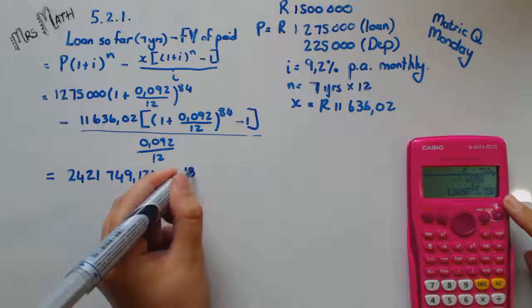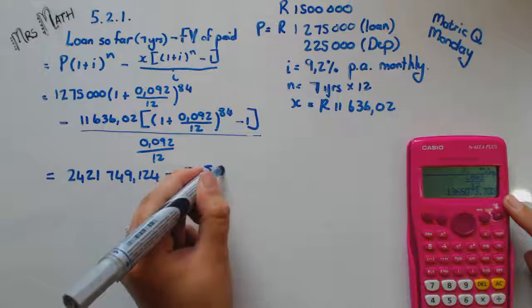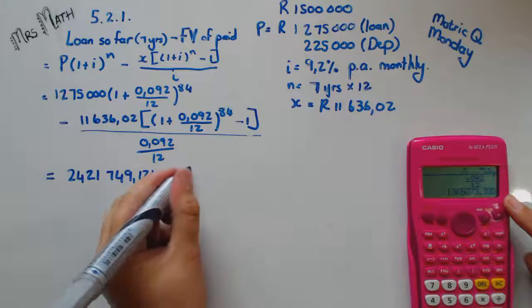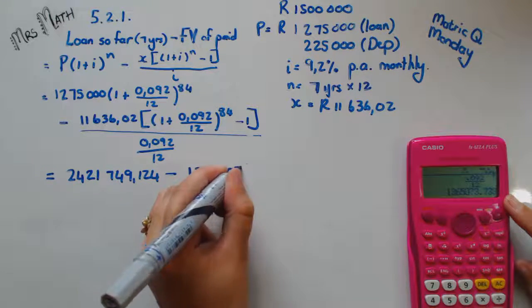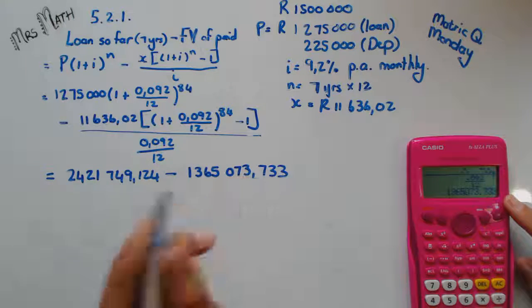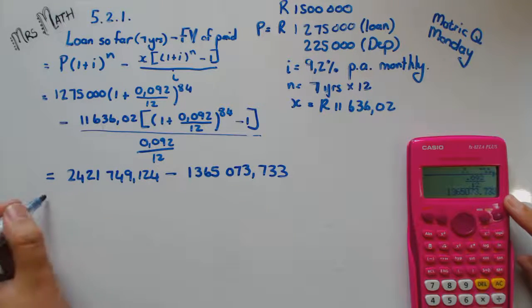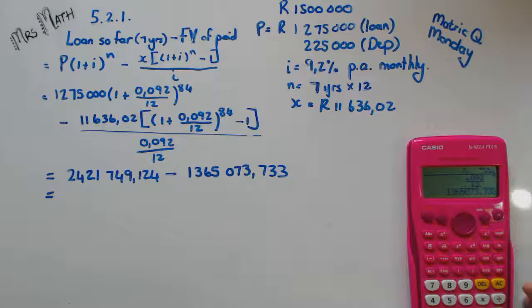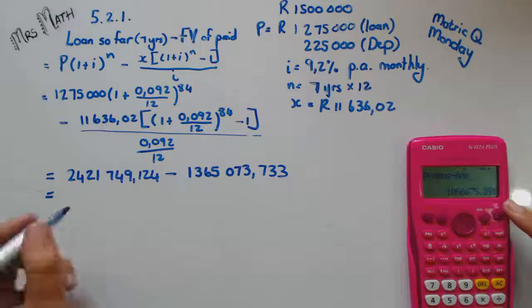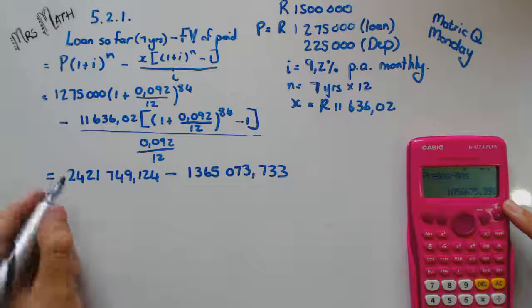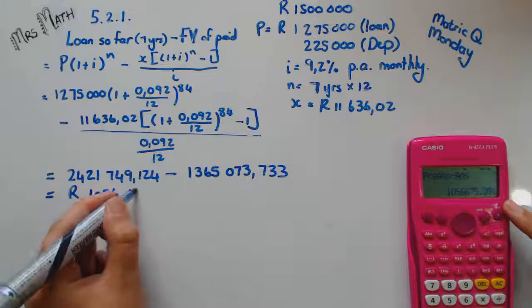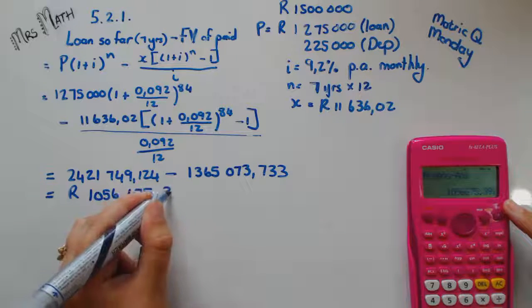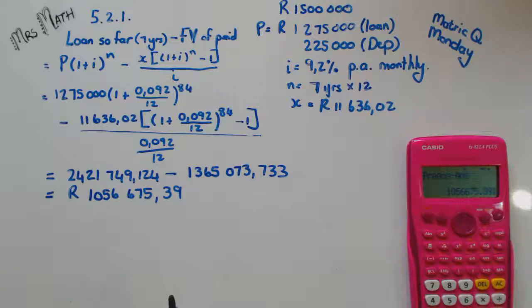And then that is 13,650... I'm writing so ugly, let's just do that over. 365,073.733. I'm not rounding off now, although these are amounts, because I first want to do the whole thing. Okay, so I'm going to take the first answer and subtract the second answer from that, which is then 105,675.391, and that can round to 39.